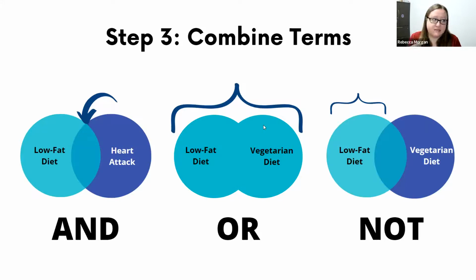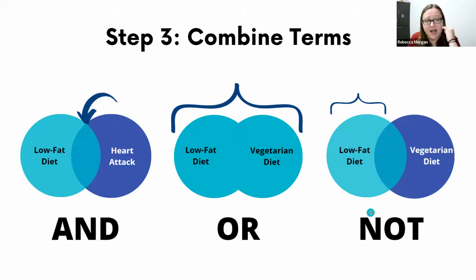The opposite of that is OR, and OR is an expander. So if I look for, let's say, two different types of diets, a low-fat diet OR a vegetarian diet, I'm going to get absolutely everything under both of them, including where they overlap. So it's much broader, where AND narrowed and really refined the search, OR expands it widely, saying this or that and everything about both of them.